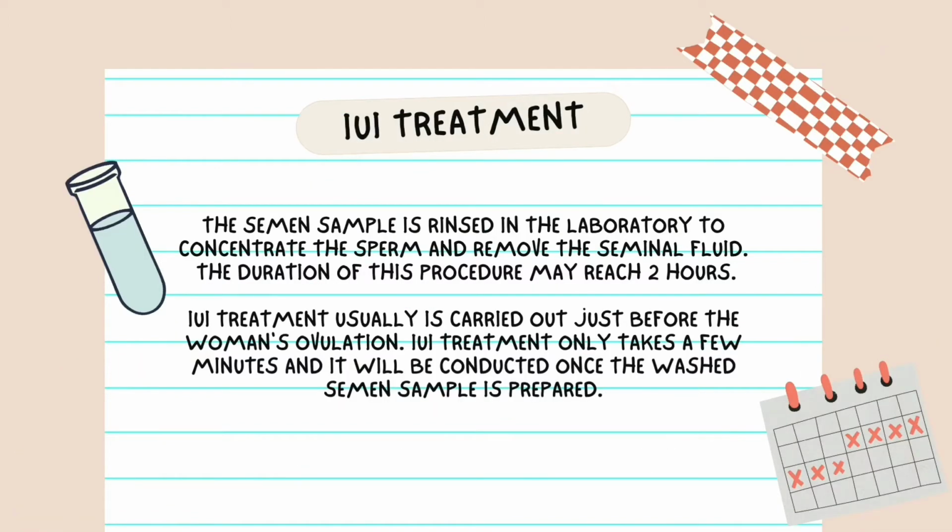After that, the semen sample is rinsed in the laboratory to concentrate the sperm and remove the seminal fluid. If the seminal fluid is not removed, it can cause severe cramping in the woman. Typically, the duration of this procedure may reach 2 hours. IUI treatment usually is carried out just before the woman's ovulation. Also, the injection of sperm, which involves basic steps and only takes a few minutes, will be conducted once the rinsed semen sample is prepared.